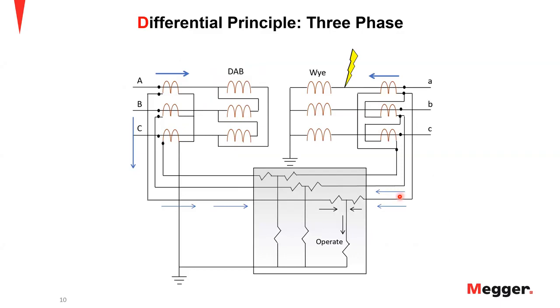Here we have a three-phase differential scheme set up. It's a delta Y transformer, and you see that I have all the three phases connected onto the relay on both the sides. So the three-phase differential uses the same concept that we just discussed in the single-phase examples. Only thing you would see here extra is that you would see multiple operate and multiple restraint coils for each phase.